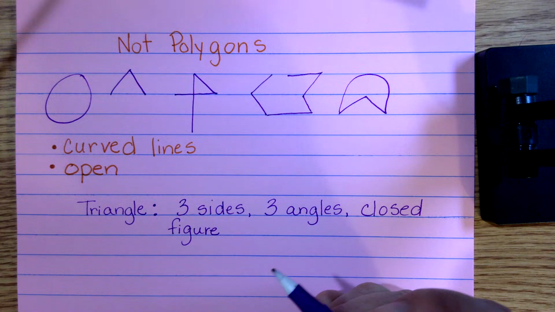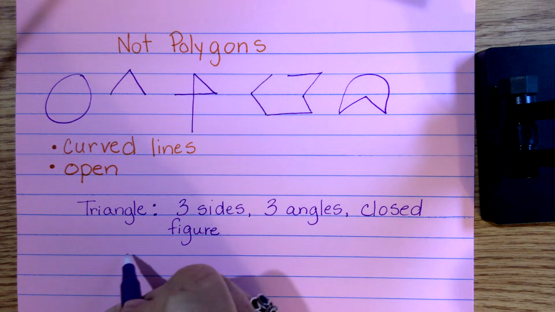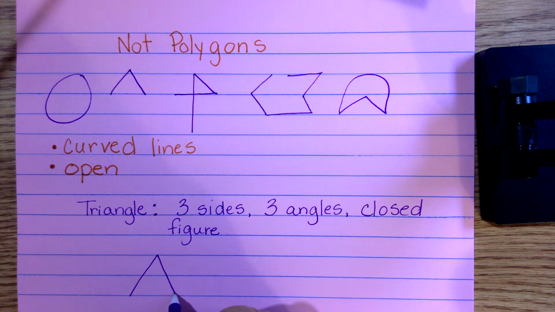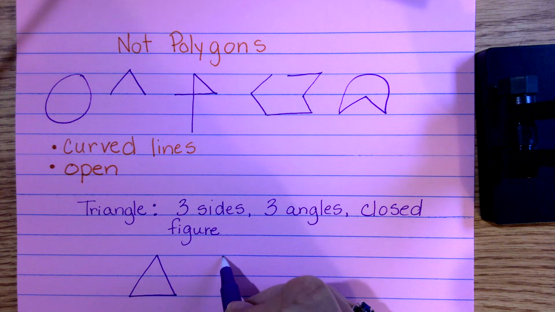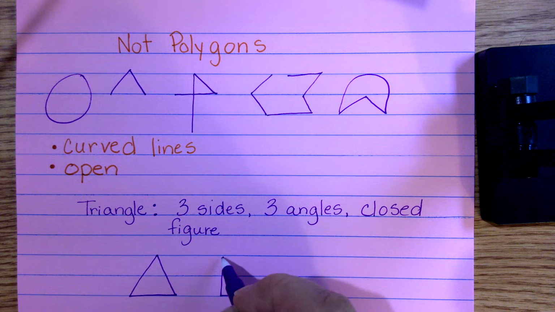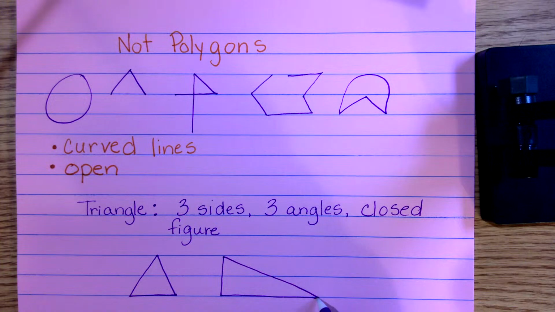In a regular polygon, all sides are equal, so that's going to be a triangle that looks like this. In an irregular polygon, not all of the sides are equal, and so it may look something like this. So this is a regular polygon. All sides are equal, and this is an irregular.